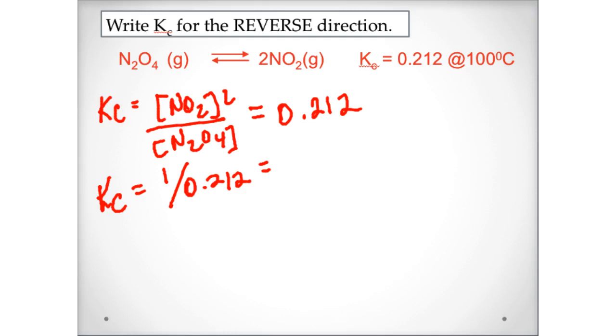And in this case, the answer will be 4.72. And I just taught you that if K is smaller than 1, it's going to lean to the left.